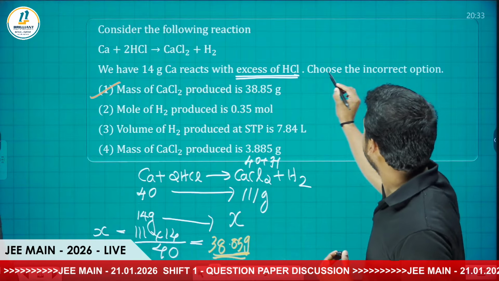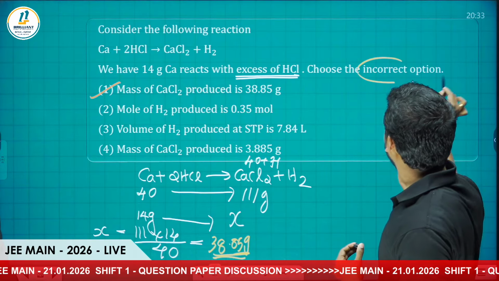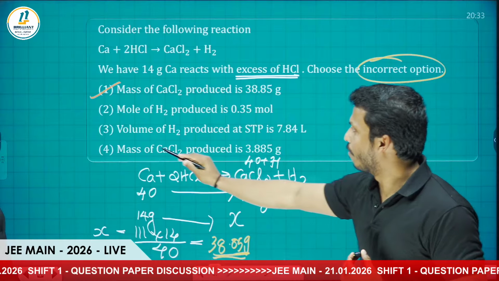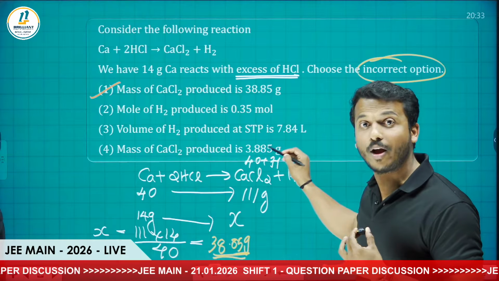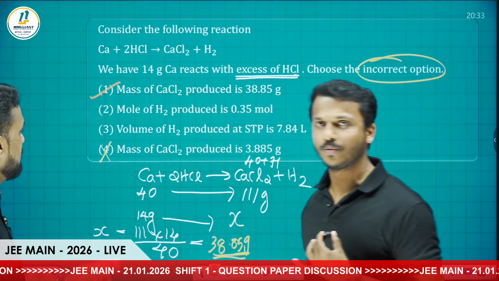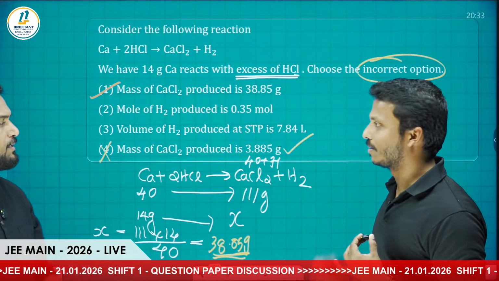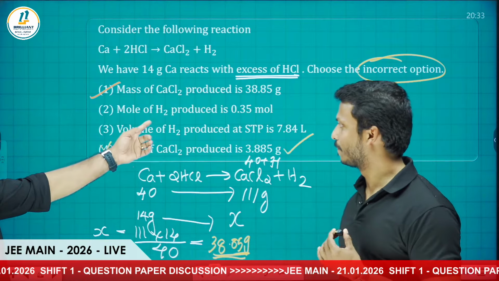That is the correct one. Which is incorrect? Choose the incorrect option. So it's very clear that the mass of calcium chloride produced is 3.885. That is the wrong one. This one went wrong, so directly you can apply. Then after that, if you want, you can check this one.